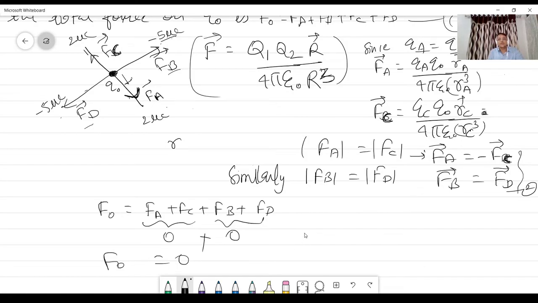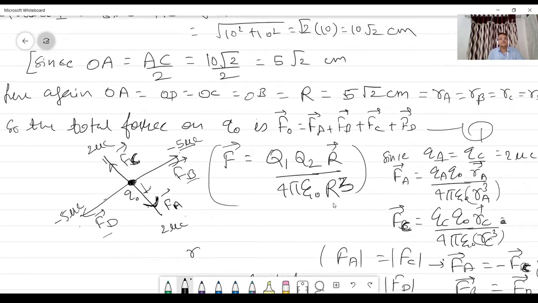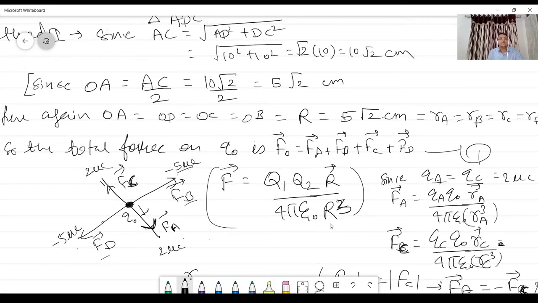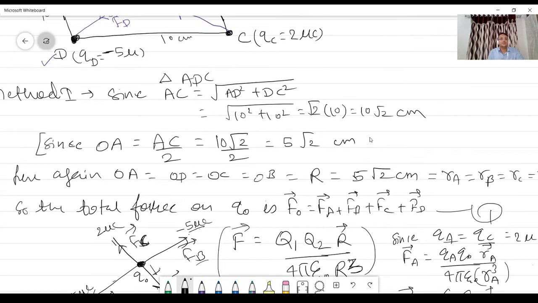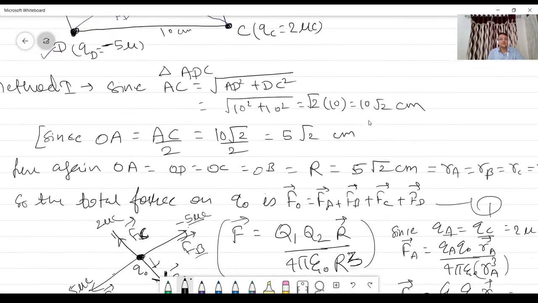Although I have explained it at length, if you understand this concept, you can solve this sum very quickly. The only thing is, you will have to know that the distance from the point charges to the observation charge is equal for all four charges, and then you can conclude this.